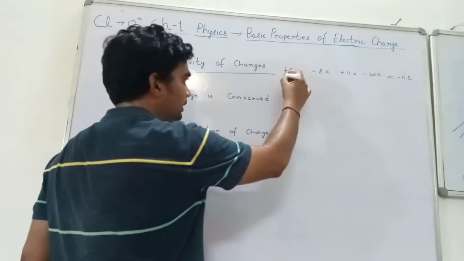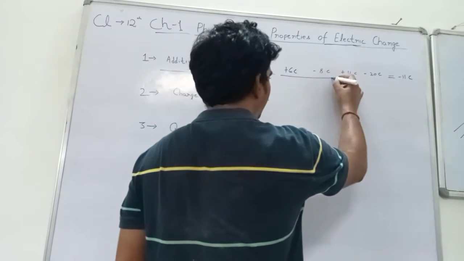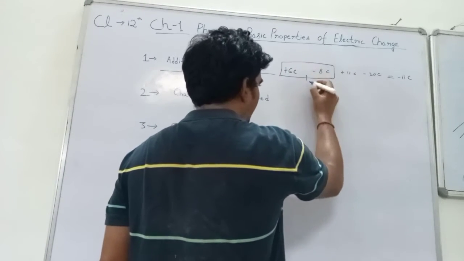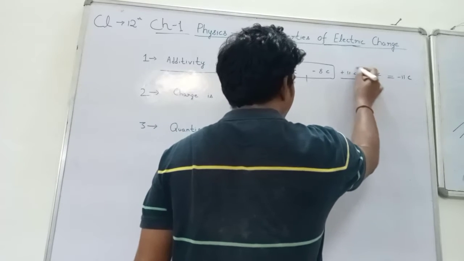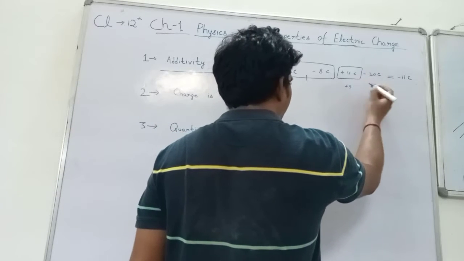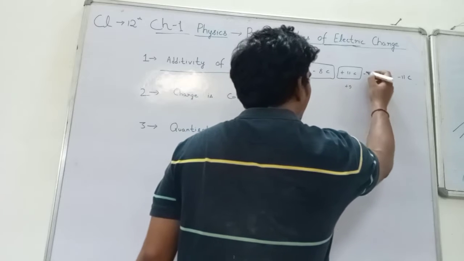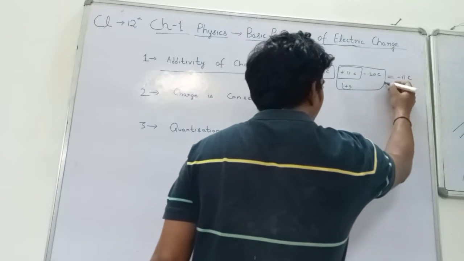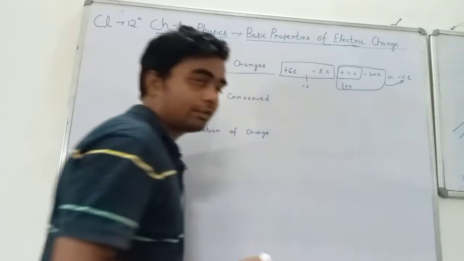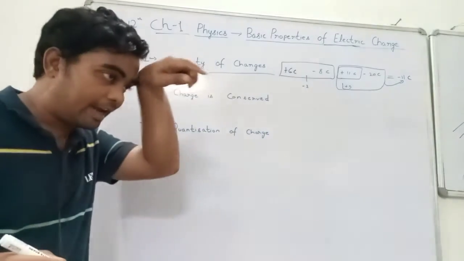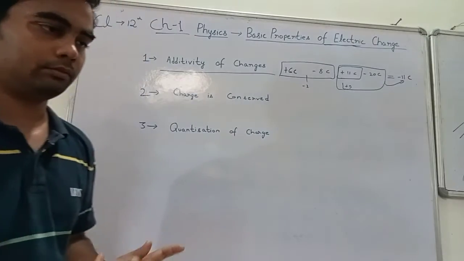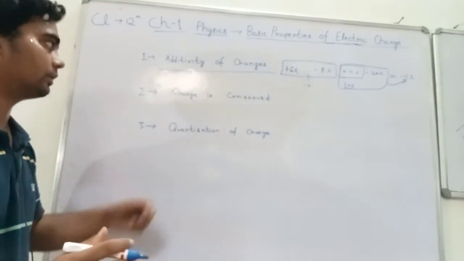Like plus 8 coulomb plus 6 coulomb minus 8 coulomb, this will be plus 6... no, minus 2 as stated, right? Then minus 2 plus 11 again will be plus 9, and finally plus 9 and suppose minus 20, it will give you minus 11 coulomb. So we have seen that actually we have added charges keeping in mind their sign, in the simple manner in which we add numbers.